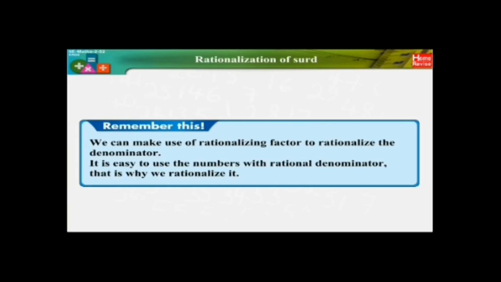Remember this, we can make use of the rationalizing factor to rationalize the denominator. It is easy to use numbers with a rational denominator, that is why we rationalize it.